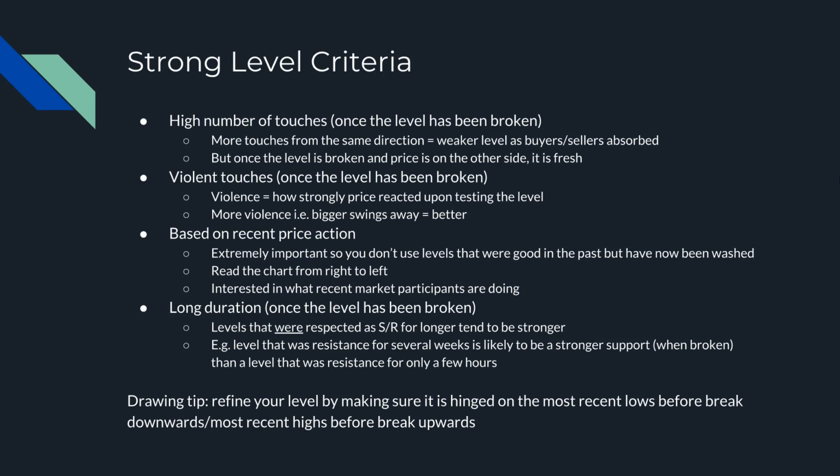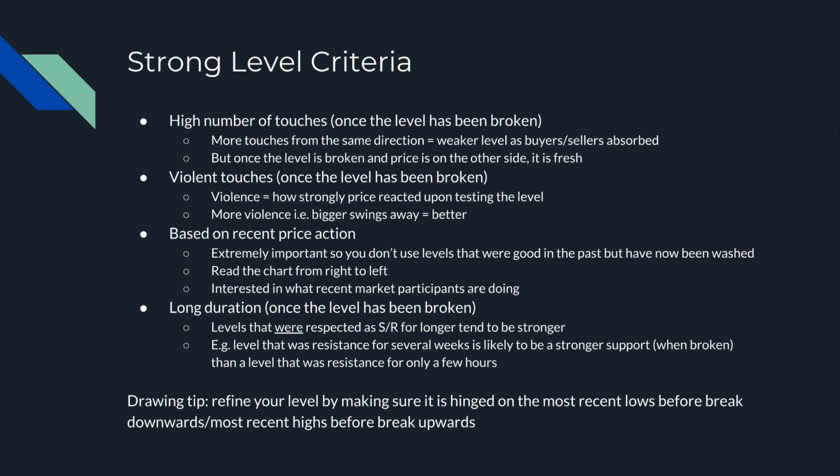But as we established with our previous examples, if it was a level that had a lot of touches and that's been broken, it turns from a used support to a fresh resistance, or a used resistance to a fresh support. That should be really clear. So as I say here, more touches from the same direction is a weaker level, but once the level is broken and price is on the other side, it's fresh. And that's where we get our best setups. So high number of touches, as long as you're on the other side of it.